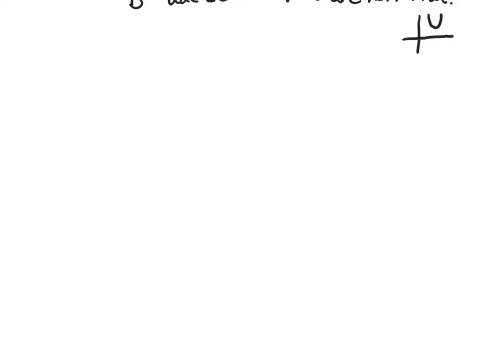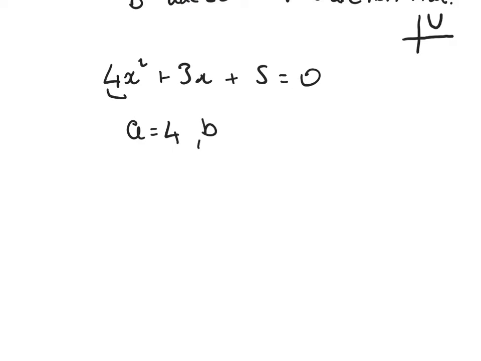Okay, first thing we're going to look at is making some calculations of the discriminant given a quadratic equation. So let's say we had 4x squared plus 3x plus 5 is equal to 0. And we're going to calculate the discriminant. Well, first of all, let's identify a, b and c. A is the coefficient of x squared, that's 4. B is the coefficient of x, that's 3. And c is everything else, and that's 5.